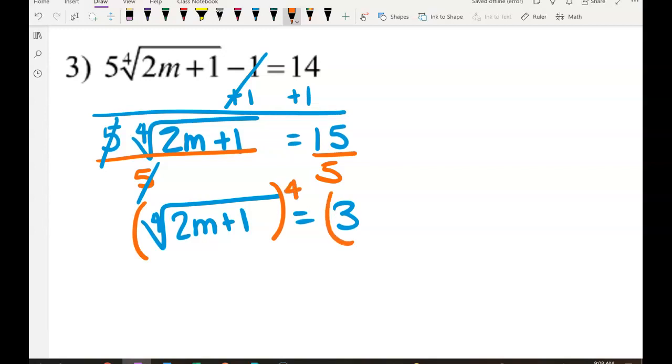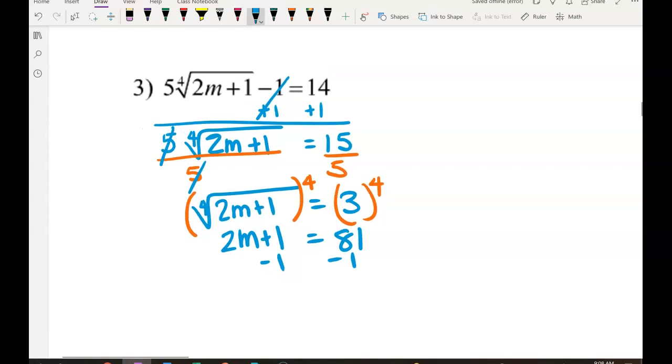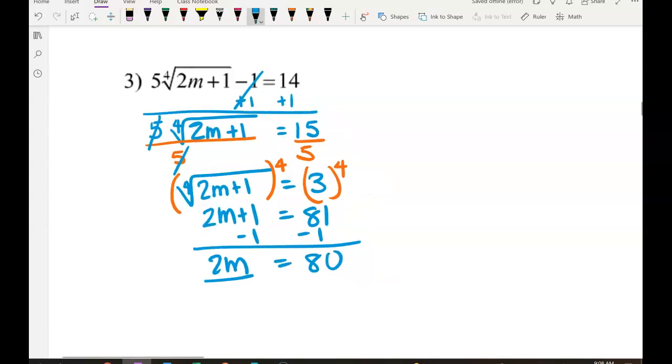Good. And 3 to the fourth is what, buddy? Oh, so it's 2m plus 1 equals 81, thank you. Okay, so minus 1 from both sides? All right, 2m equals to what, Levi? Okay. Divided by 2, m equals 40.